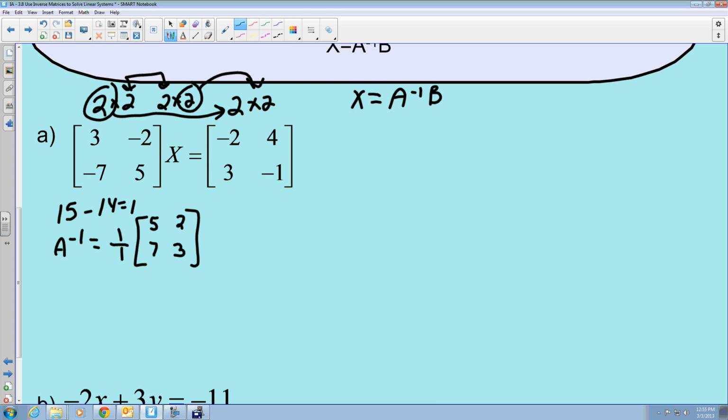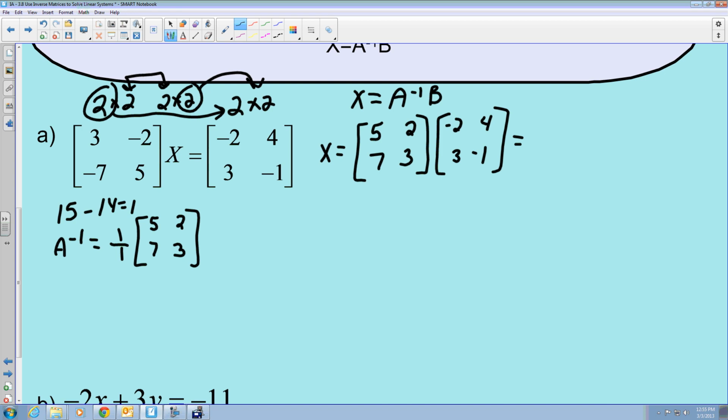So that means I can say that X will equal the inverse of A, which is 5, 2, 7, and 3, and this will be multiplied by B, which is -2, 4, 3, and -1. Now we're just going to multiply these matrices together. So we've got to use our rules that we made in section 3.6.